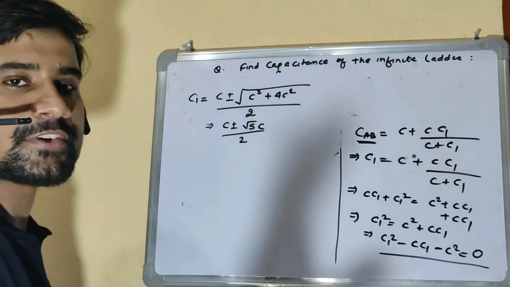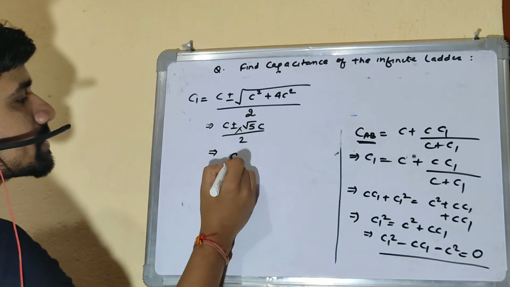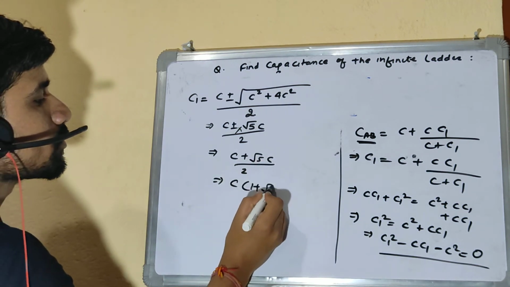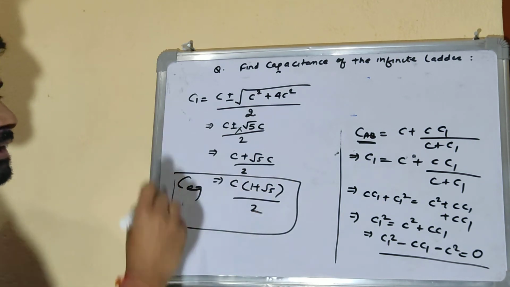I can ignore the negative value, since capacitance cannot be negative. So this becomes C plus root 5 C by 2, so C into (1 plus root 5) by 2. So this is my equivalent capacitance, right?